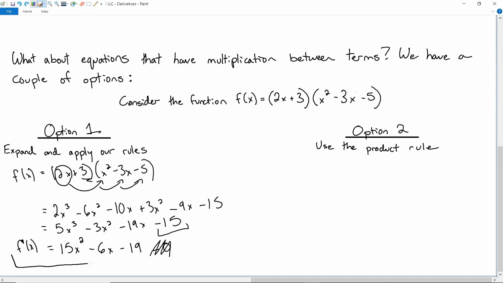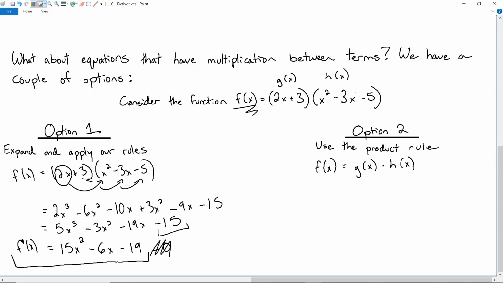So that is one way to find a derivative. But you may have noticed that this takes quite a while. And also, as you move on to deal with more complicated functions, it would take even longer. So what we could do is think of this equation, or function f of x, as a multiplication of two other functions. So really we could say g of x times h of x.